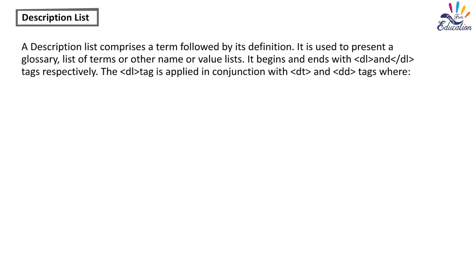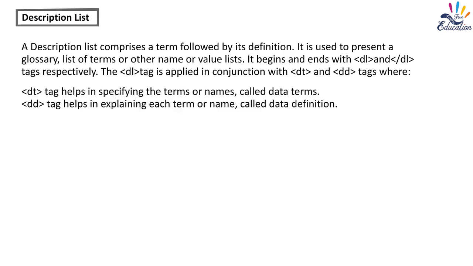Description list. A description list comprises a term followed by its definition. It is used to present a glossary, list of terms or other name or value lists. It begins and ends with DL and /DL tags respectively. The DL tag is applied in conjunction with DT and DD tags, where DT tag helps in specifying the terms or names called data terms. DD tag helps in explaining each term or name called data definition.